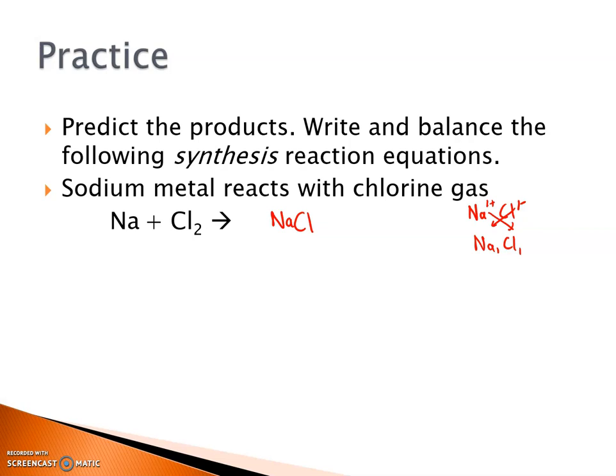The problem is that's not balanced right now. And so to balance that, we have to add a 2 here. That's now going to give me 2 Cls, and I have 2 Cls on the other side. And now I have 2 sodiums on the product side, so to get it balancing on the reactant side, I need to put a 2 there. So I have 2 sodiums and 2 sodiums, 2 chlorines and 2 chlorines.